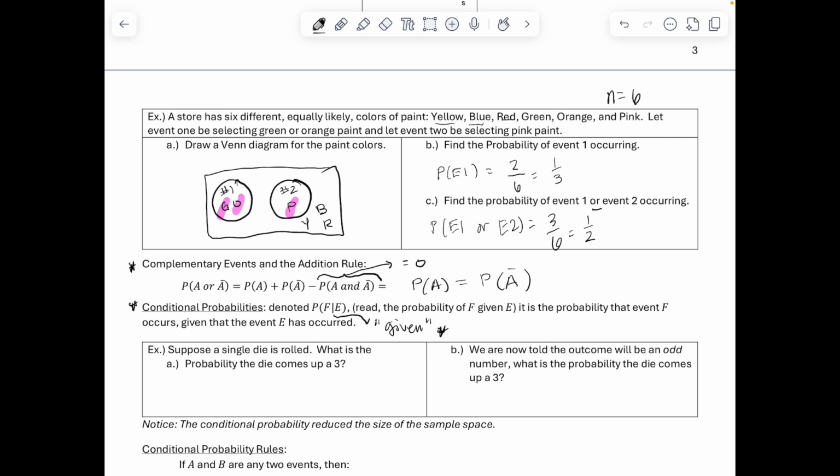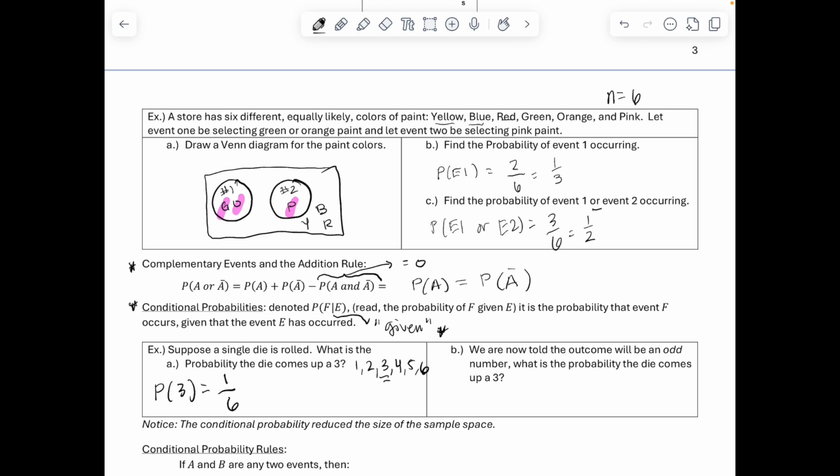So we have an example here, part A and part B, and it says suppose a single die is rolled. A says what is the probability that the die comes up with a 3? So the probability you roll a 3. There's a total of 6 different numbers on a die, so it's 1, 2, 3, 4, 5, and 6. And just one thing can occur that we want, which is 3. So we get a value of 1/6.